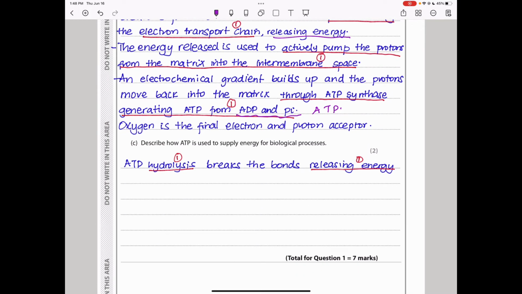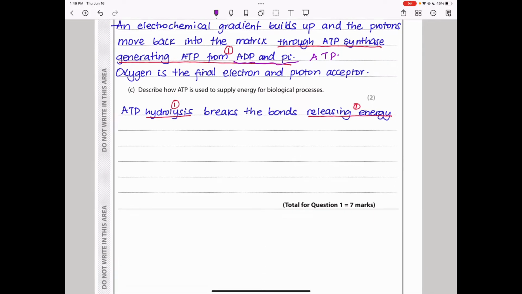The next part says, describe how ATP is used to supply energy for biological processes. Using ATP, it has to be hydrolyzed or broken down by addition of water. So ATP is hydrolyzed and the bonds are broken. This breaking of the bonds releases energy, and that energy is what is used to run biological processes. I will go now to question 2.